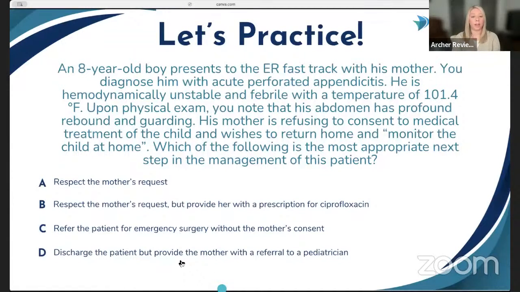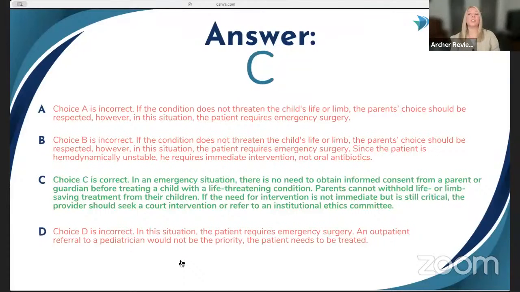All right, does everyone have their answers? So this one's a tricky situation, but what you need to know here is that this is an emergency situation based on the child's presentation. Failure to act could actually result in the death of this child. Therefore, C is correct. There's no need to obtain consent from a guardian if the situation is life-threatening and requires immediate intervention. Choice A, respecting the mother's request, would be fine if the child were not in a life-threatening situation, but that's not the case with this patient.